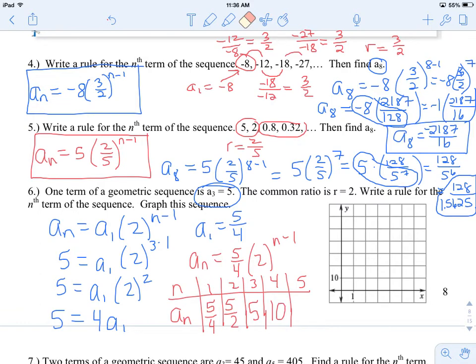If you plug in 5, 5 minus 1 is 4. 2 to the 4th power is 16. The 16 and the divide by 4 would reduce down to 4, times the 5 gives you 20. So here are the points I'm going to plot.